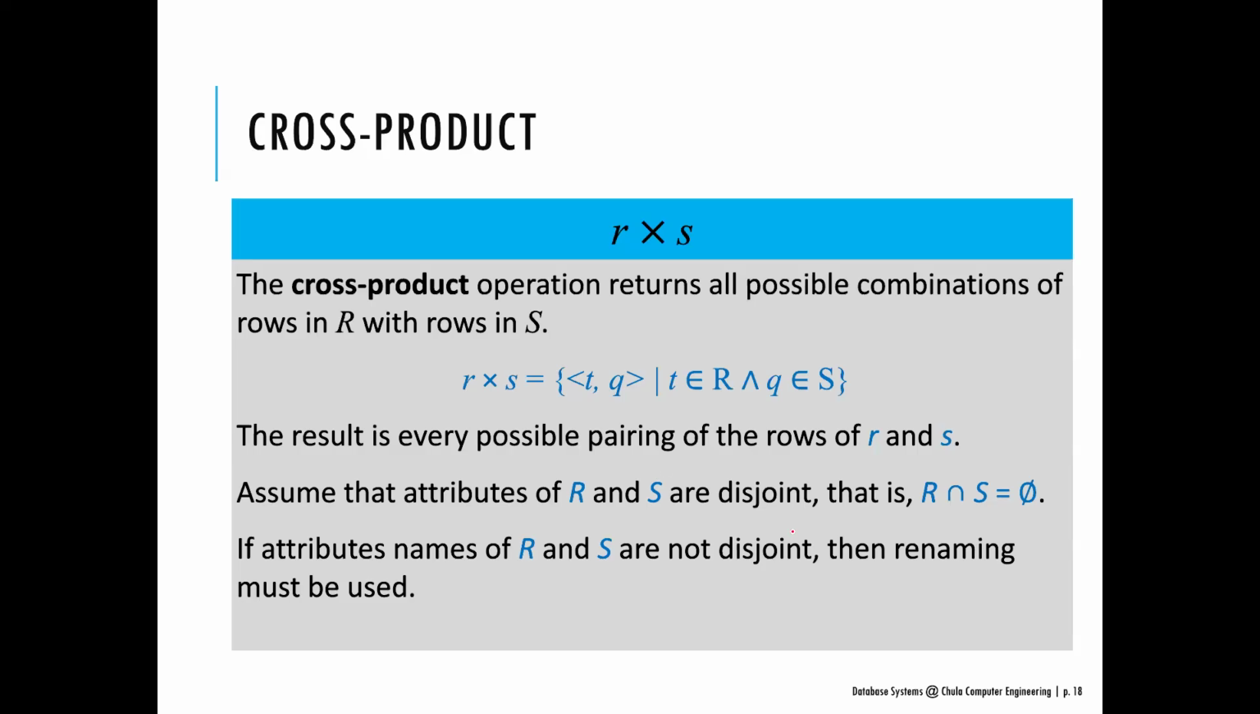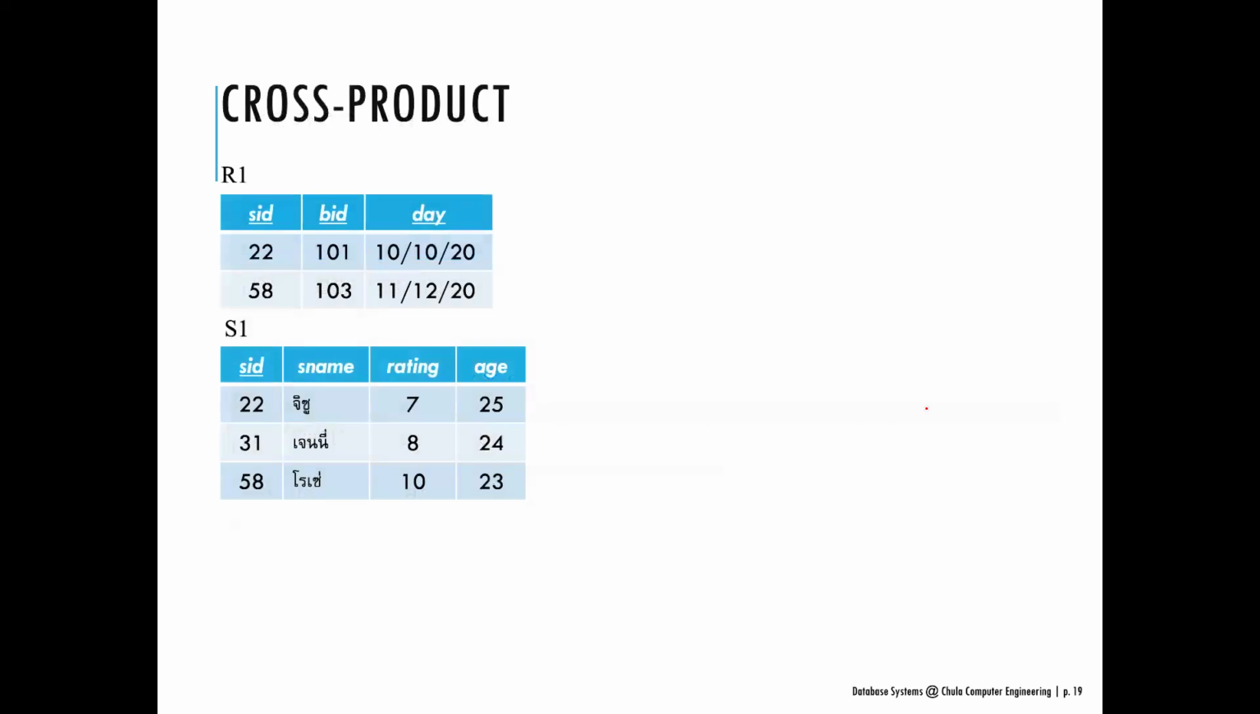And then there are some assumptions here. I said that we assume the attributes in R and S are disjoint, so the intersection of the attributes in R and S is the empty set. If attribute names in R and S are not disjoint, we must rename them. So let's see what that means. Let's see the simple cross product first. So I have R1 and S1.